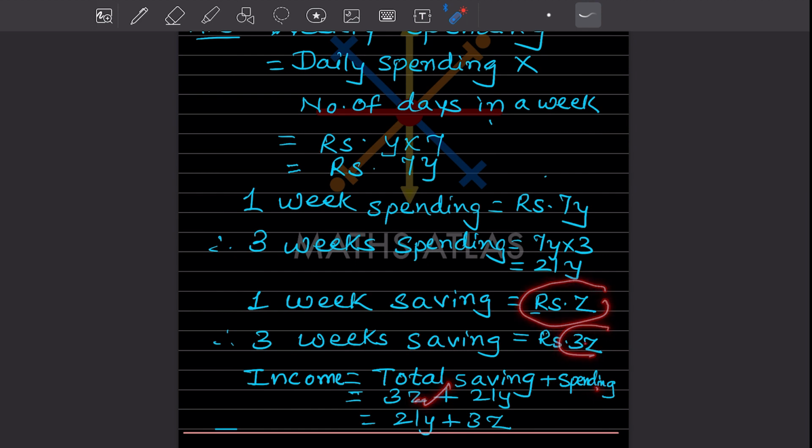For 3 weeks, that is 21Y. So this is Z and this is Y. What did I do? I wrote Y here because alphabetically Y comes first, right? So Y and this is Z. Even if you write it the other way it is not wrong, but let's make it a habit of writing alphabetically. So this is the answer for that.